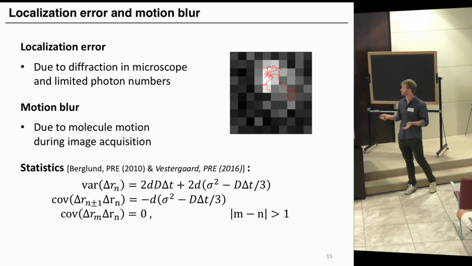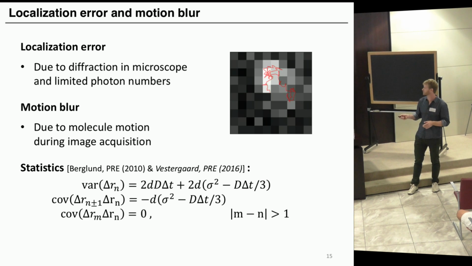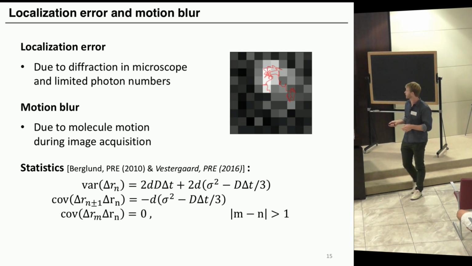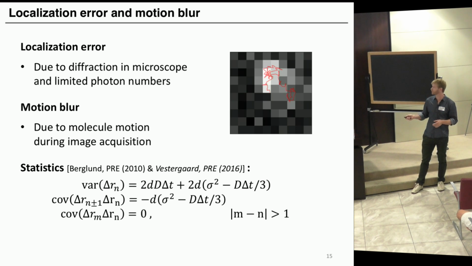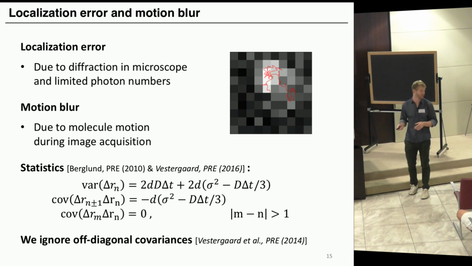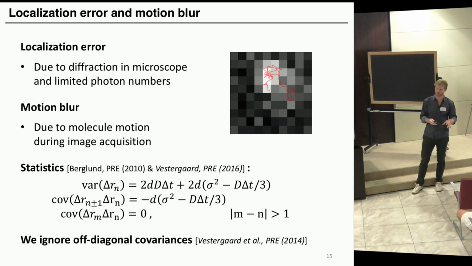So this is the variance of the displacement. This is the typical diffusion: 2 times the dimension times the diffusion coefficient, and you get a term here that depends on localization error and motion blur. You also get an off-diagonal correlation term, right? And this complicates matters a bit, the off-diagonal term. So what we're going to do is ignore it. This is what is usually done. This gives us the likelihood that factorizes.